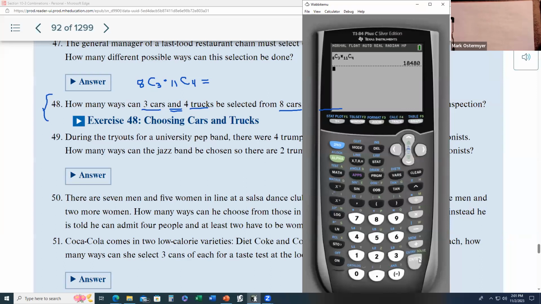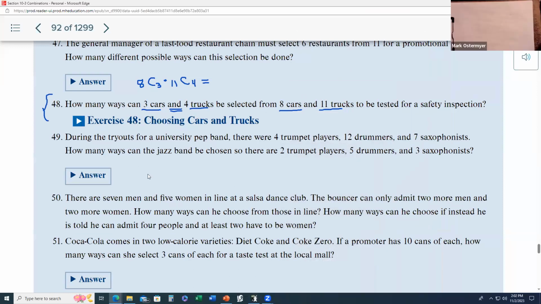Did anybody get 18,480 different ways of choosing 3 cars and 4 trucks from 8 cars and 11 trucks? We're getting that? Yes. Okay, good. All right, that one's done.